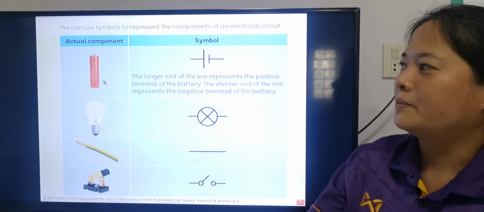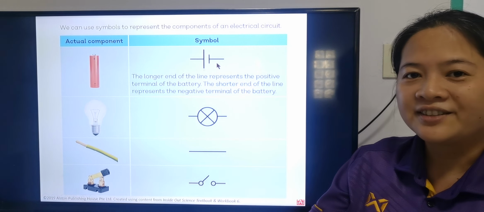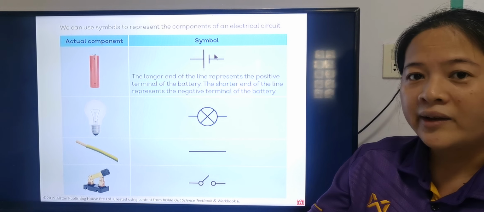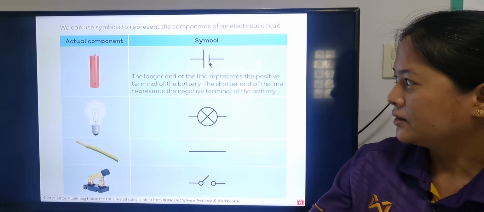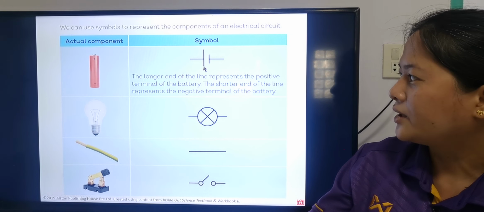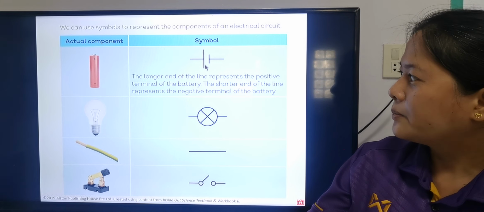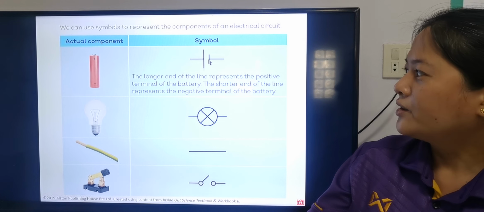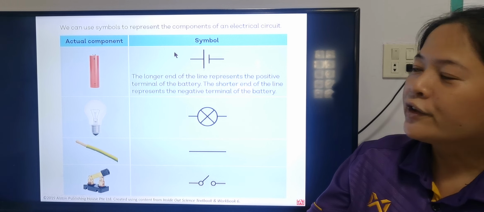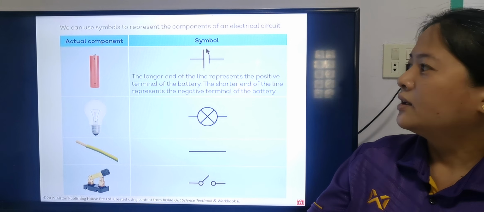We're going to study about symbols, okay? So this is the symbol of a battery. You have parallel lines, one longer and one shorter. The longer line represents the positive terminal, and the shorter line represents the negative terminal. So if you're going to draw an electric circuit diagram, this is how you draw a battery.